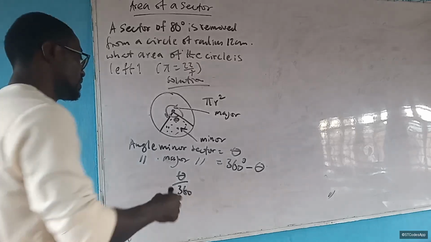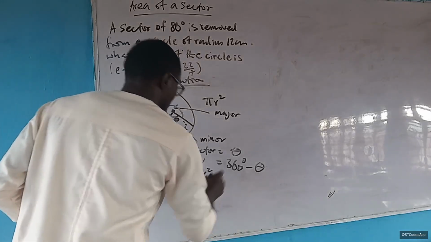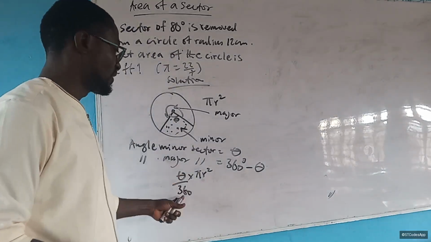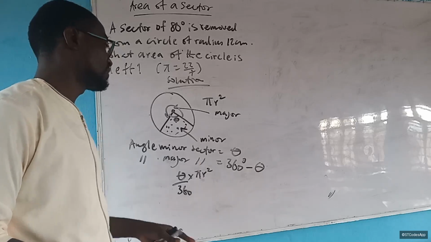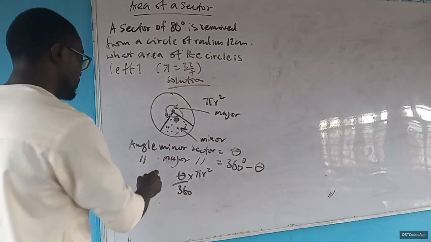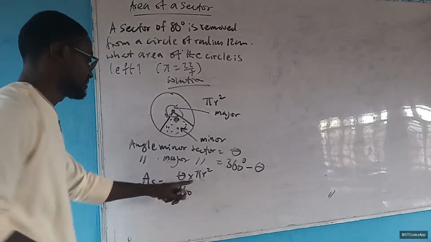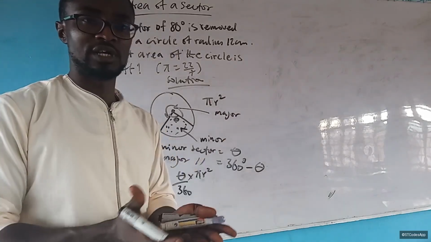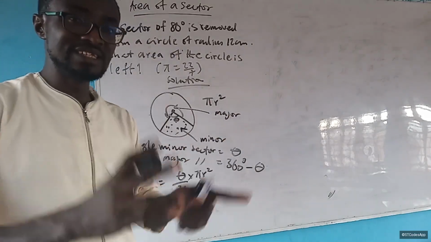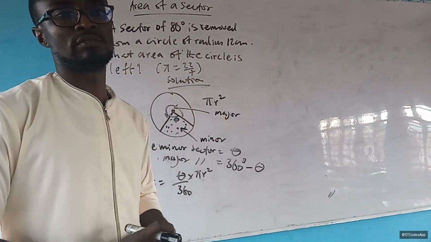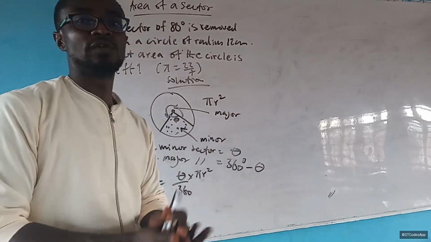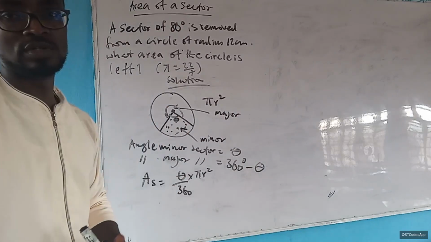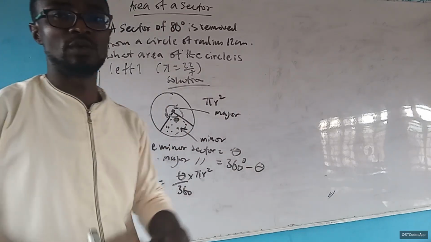So in that case, the total area we have here is pi r squared. If you multiply the fraction of that angle, which is theta over 360, by the area of the circle, which is pi r squared, that will give us the area of this sector. So area of sector is given as theta over 360 times pi r squared. In summary, the area of a sector is a fraction of the total area of a circle with respect to the angle given, the angle of inclination on that very sector.